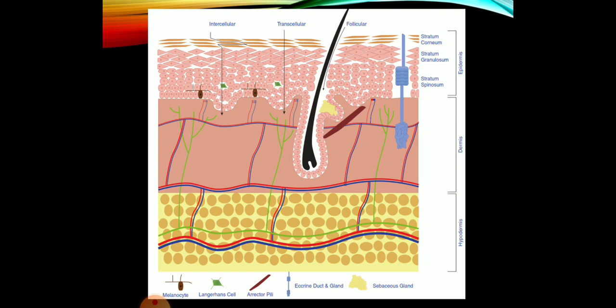The lowermost layer is the subcutaneous tissue layer, a fibrofatty layer with varying quantities of adipose tissue in different regions of the body. And the layer provides physical and thermal protection to the deeper structures of the body.